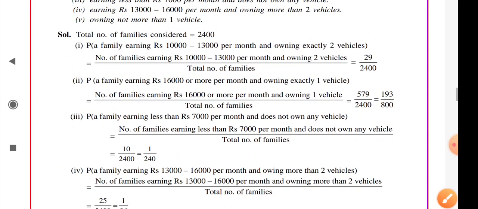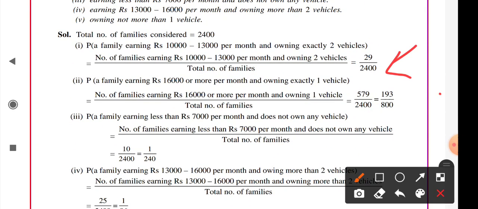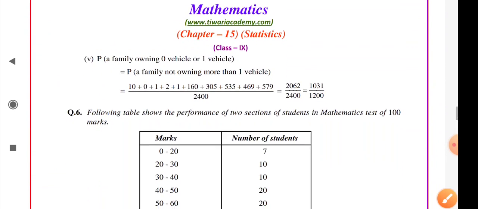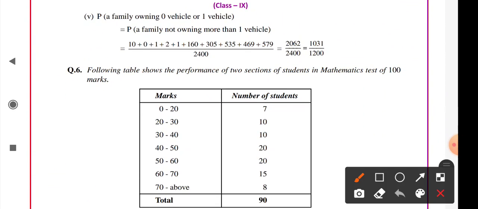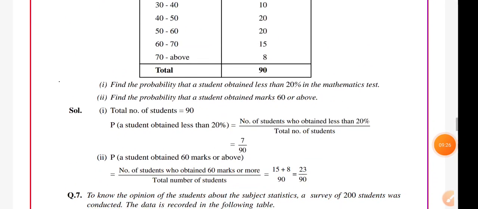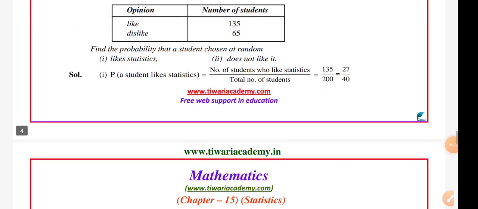You can see here, as I told you, the similar solution. But in the last part I am going to show you that they have added all the numbers which I told you, and then divided by 2,400, and they have converted it into the simplest form, and we get this answer. Similarly, you can do question number 6 and 7 also.